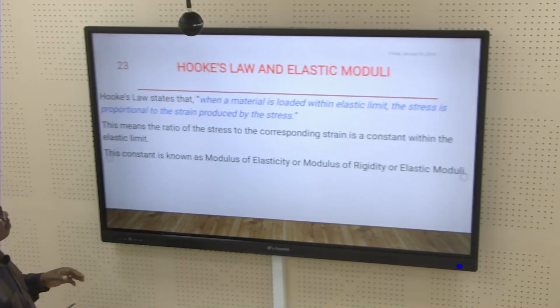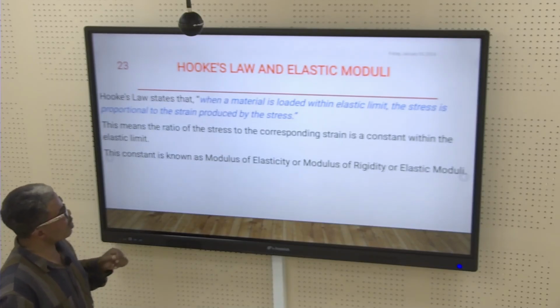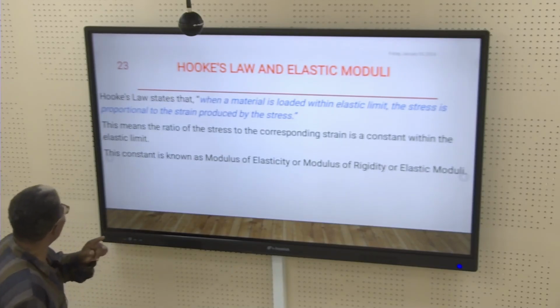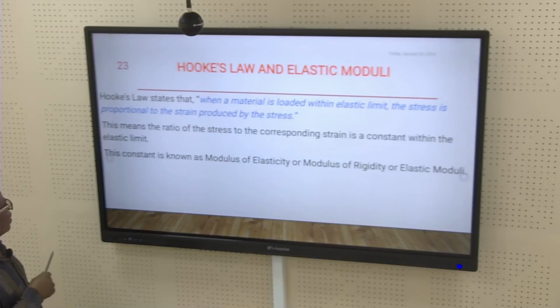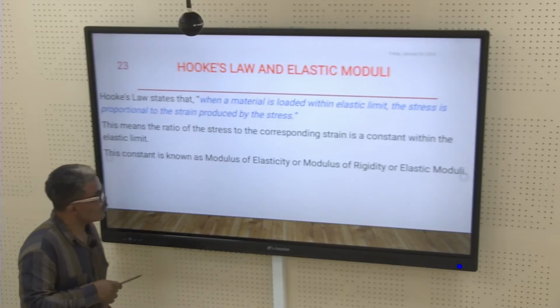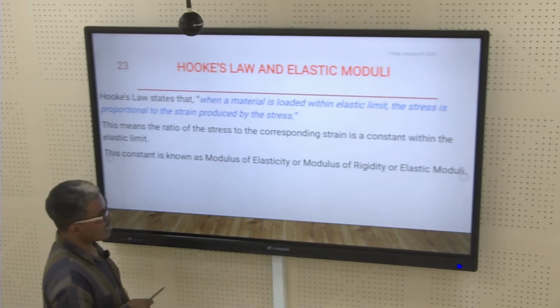So according to this expert, Hooke came out with this law regarding elasticity. Hooke's law states that when a material is loaded or subjected to a load within an elastic limit, the stress is proportional to the strain produced by the stress. This means that the ratio of the stress to the corresponding strain is constant within the elastic limit. This constant is known as modulus of elasticity, modulus of rigidity, or elastic module.